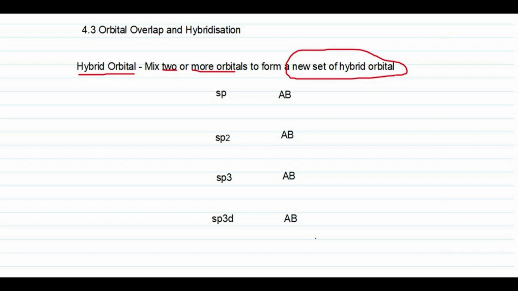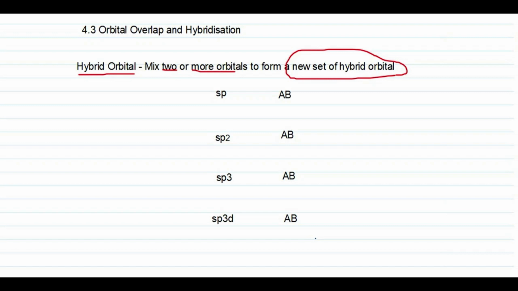In the idea of orbitals, we are trying to form a new set of hybrid orbitals, as the new hybrid orbitals are much more stable and consistent with the molecular shapes that we have learned in 4.2. Now, let's look at some examples of how the new set of hybrid orbitals can be produced.